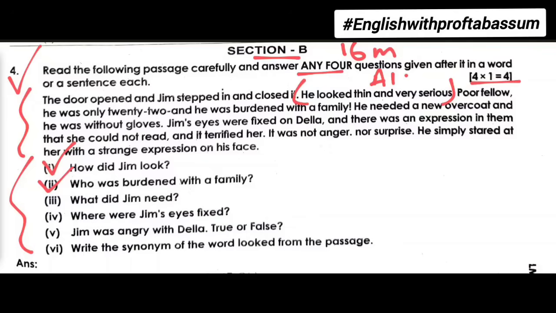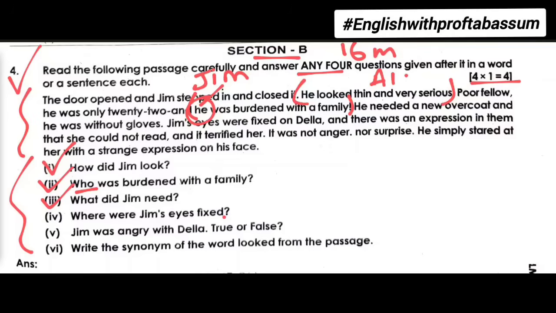Question number 2, who was burdened with a family? So Jim was burdened with a family. In the passage it is given he was burdened with a family. So you need to change he to Jim because in the question it is asking who. So Jim needed an overcoat and gloves.